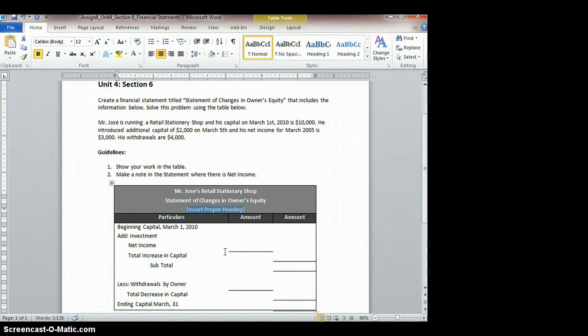And the last line is always the time period we're covering. So this is going to be, let's see, the month of March. We're talking about the month of March, so we're saying for the month ended March 31st, 2010. Okay, so there's our heading. I've done your heading for you a couple times. Make sure you add in the proper information for the heading.